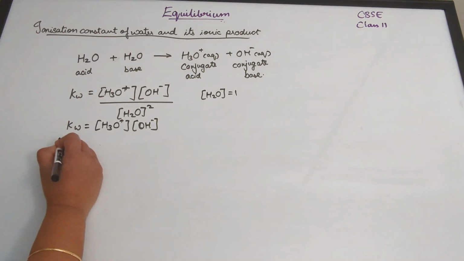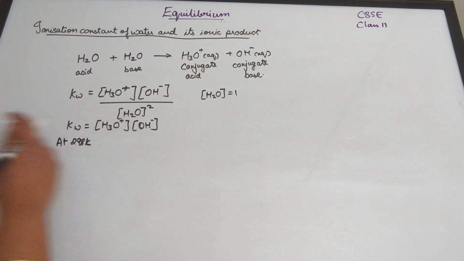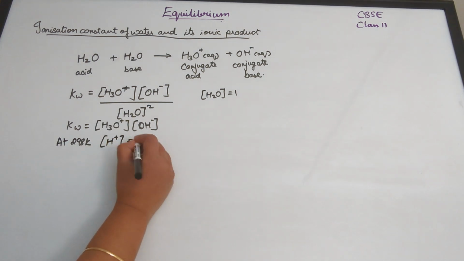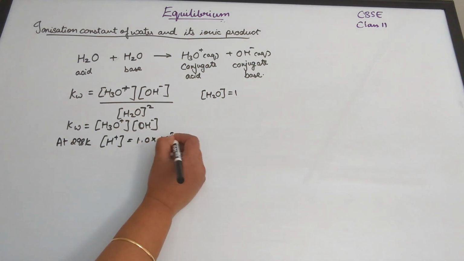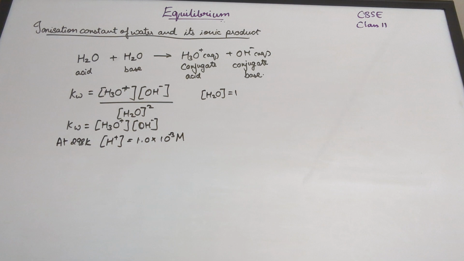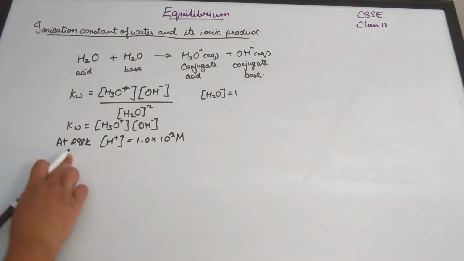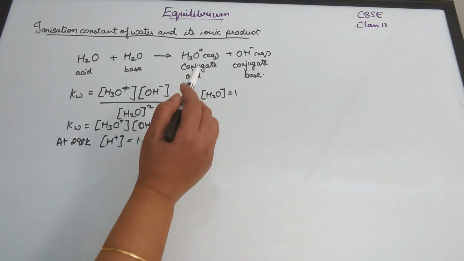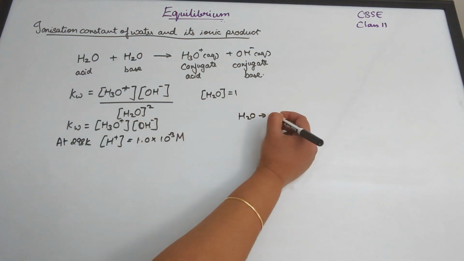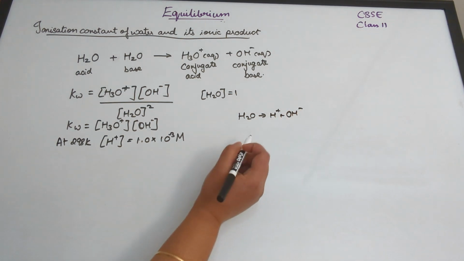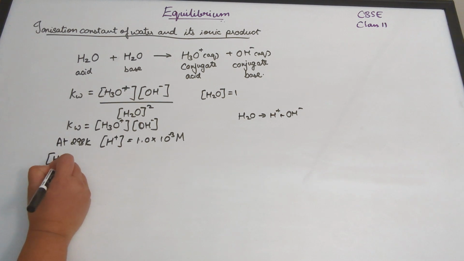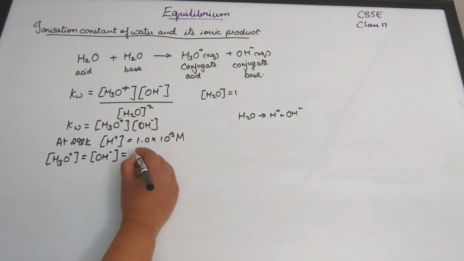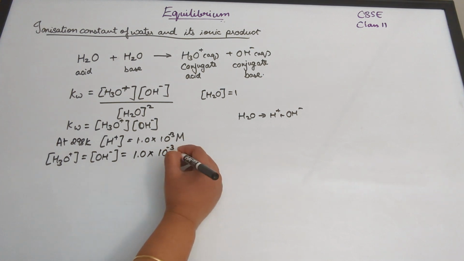Okay, so experimentally at 298 Kelvin, the value of the concentration of H plus was found to be 1.0 into 10 to the power minus 3 molar. So it was experimentally found out at 298 Kelvin, the concentration of hydrogen ions is so much. We know that a water molecule gives us an equal number of H plus and OH minus ions, right? So the concentration of H3O plus is equal to the concentration of OH minus. Okay, and this is equal to 1.0 into 10 to the power minus 3 molar.